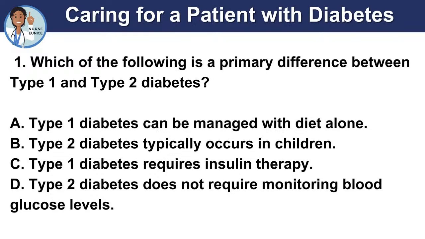All right, so question number one, team. Which of the following is a primary difference between type 1 and type 2 diabetes? A, type 1 diabetes can be managed with diet alone. B, type 2 diabetes typically occurs in children. C, type 1 diabetes requires insulin therapy. Or D, type 2 diabetes does not require monitoring the blood glucose levels.